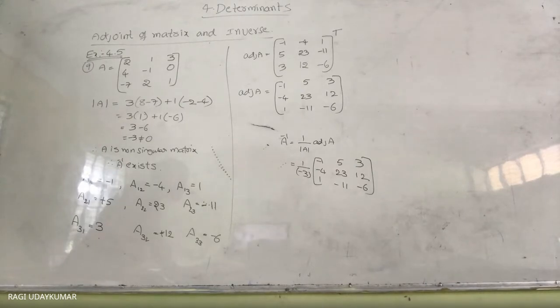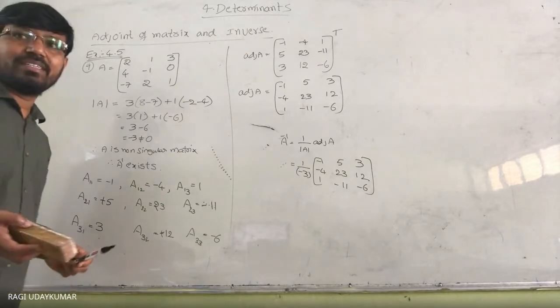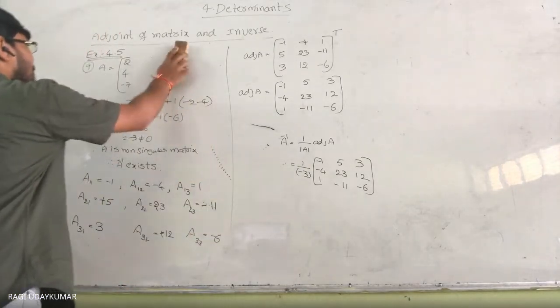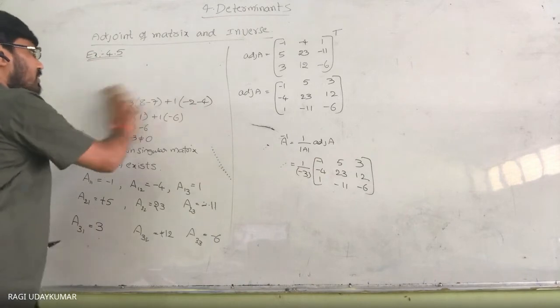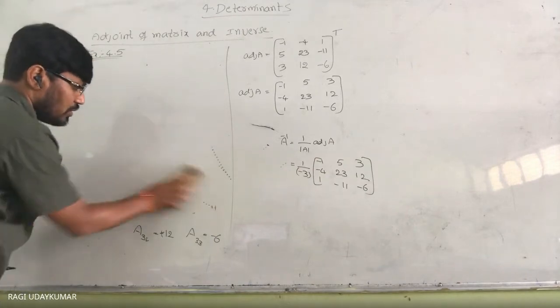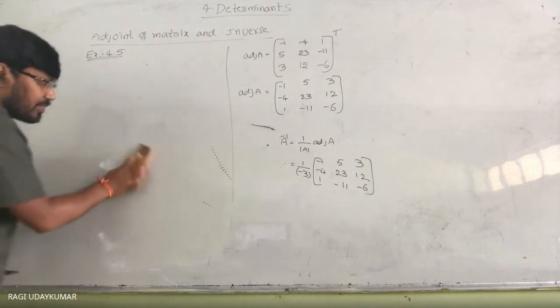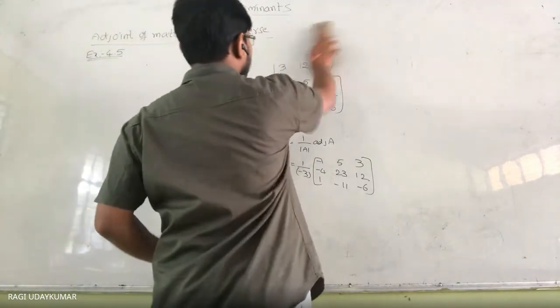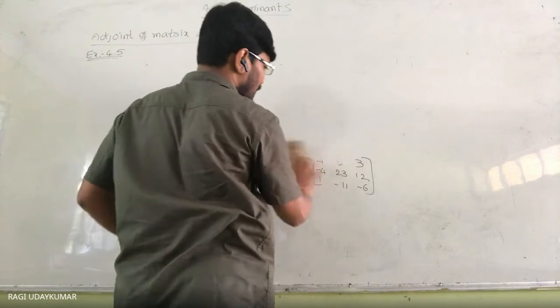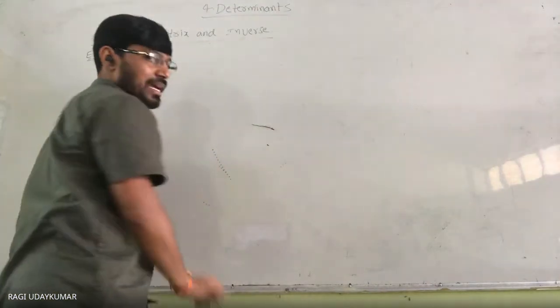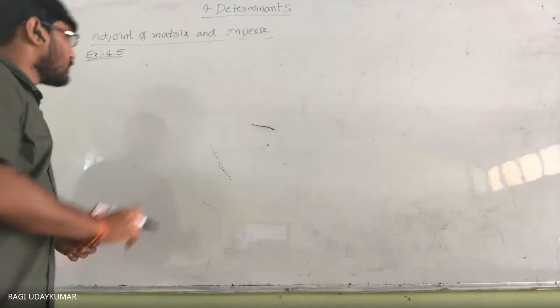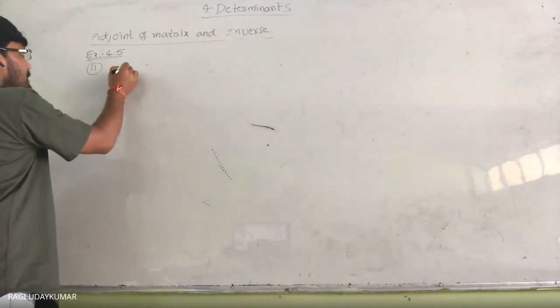Next, let us move to the 11th question. You may feel it is a little different and difficult, but it is not at all. I will explain it to you. This is a way to find out the inverse of the matrix using the adjoint.